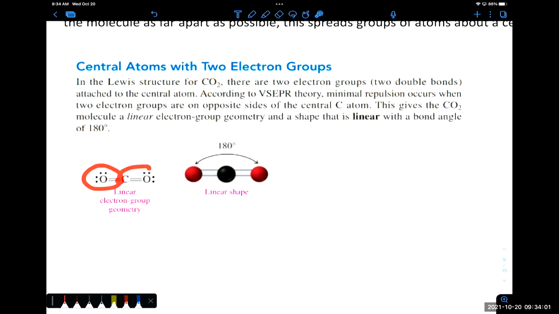These bonds are going to create this linear shape by being as far apart as possible. There's nowhere that they can move. You can move it this way, it's a little bit closer on one angle. You move this, I mean, they stay far apart.